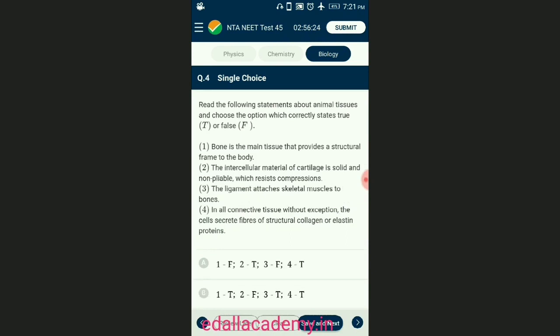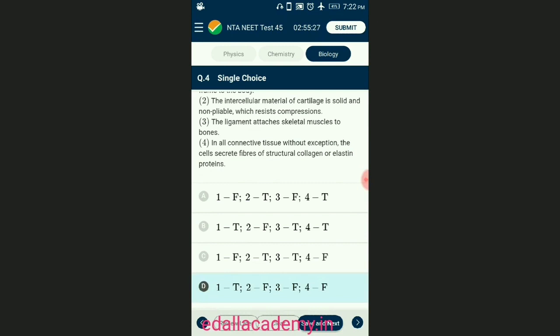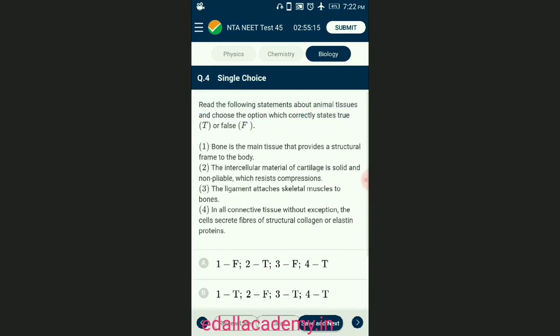Question number 4. Read the following statements about animal tissues and choose the option which correctly states true or false. The intercellular material of cartilage is made up of chondrocytes that are pliable and resist compression. Tendons attach skeletal muscles to bones, whereas ligaments attach one bone to another bone. In all connective tissues except blood, the cells secrete fibers such as collagen or elastin proteins. So the answer for this question is option D. Statement 1 is true, statement 2 is false, statement 3 also false, statement 4 also false. From the given 4 statements, statement 1 alone is true; the remaining 3 statements are wrongly given.